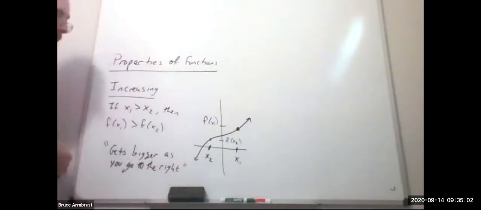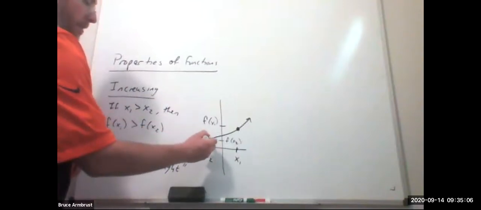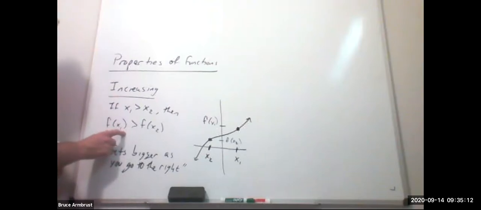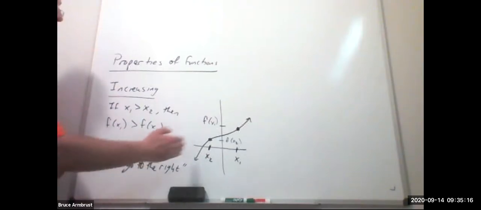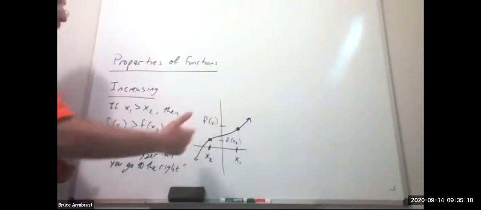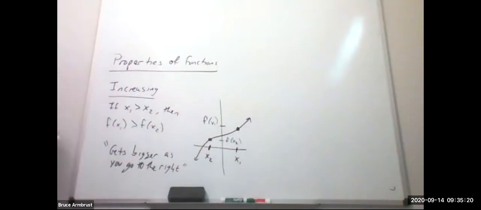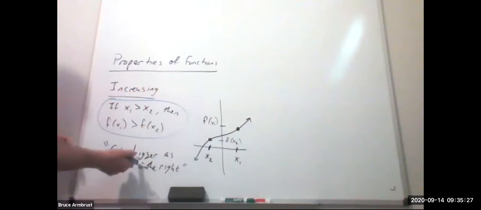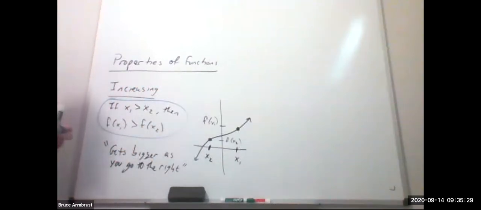And remember that those f's, those are the y values. So if f of x1 is bigger than f of x2, that means that this is higher than f of x2. So as we went to the right, we went up. So this is the mathy way of saying exactly what we want, which is it gets bigger as you go to the right.